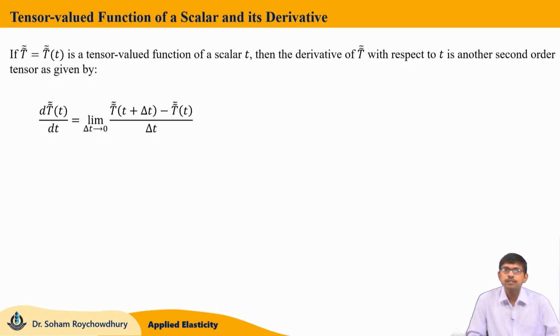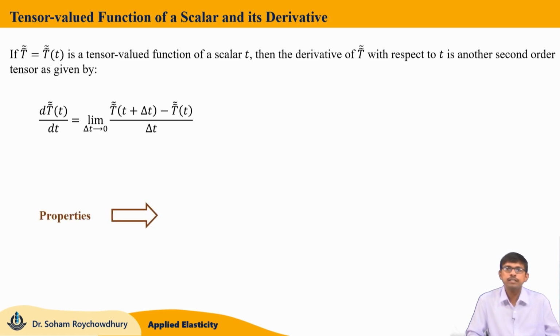Following that, the definition of the derivative of a tensor valued function can be given through this particular expression: d/dt of second order tensor T equals the limit as delta t tends to 0 of the difference between the value of T at t plus delta t and at initial t, divided by the change in t, that is delta t.